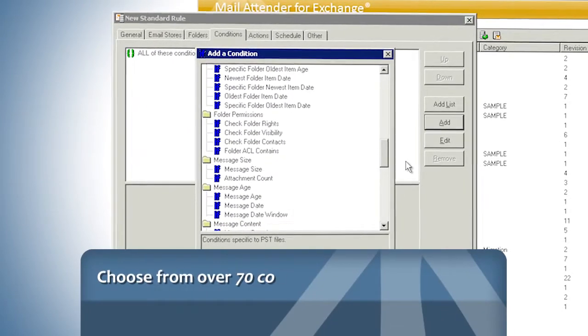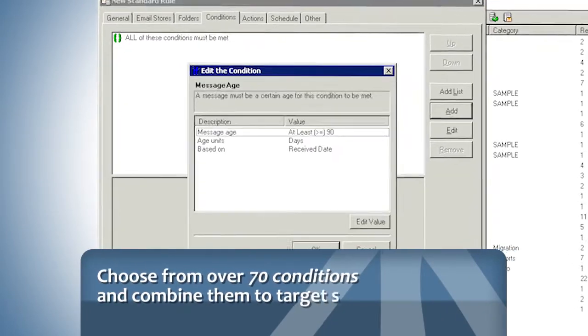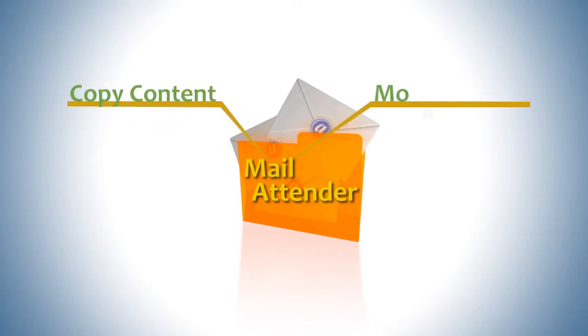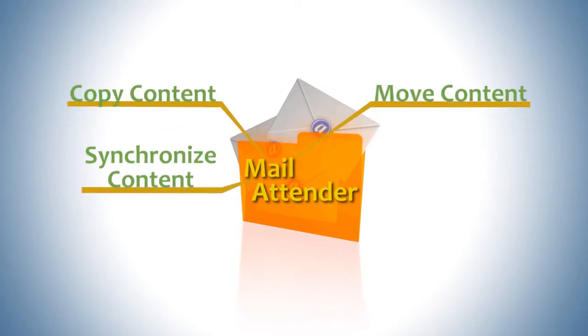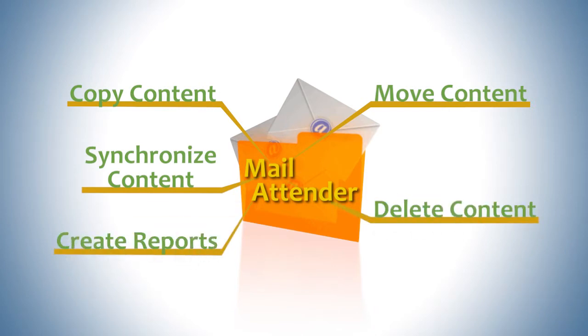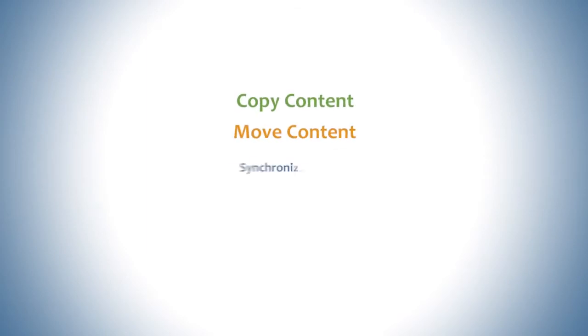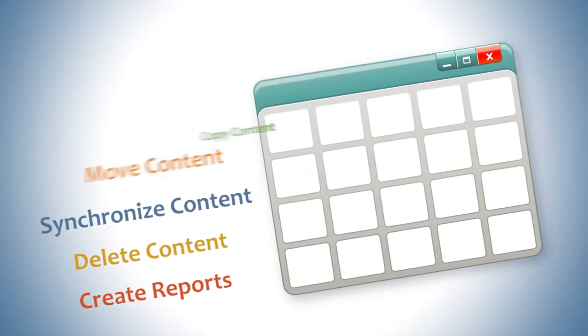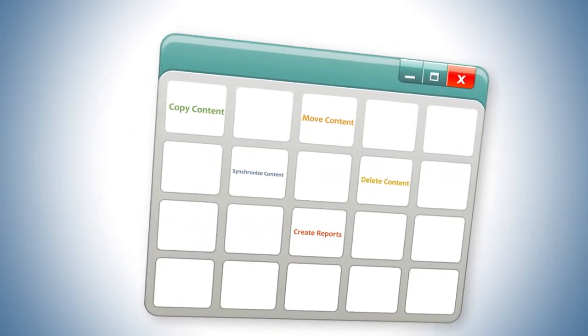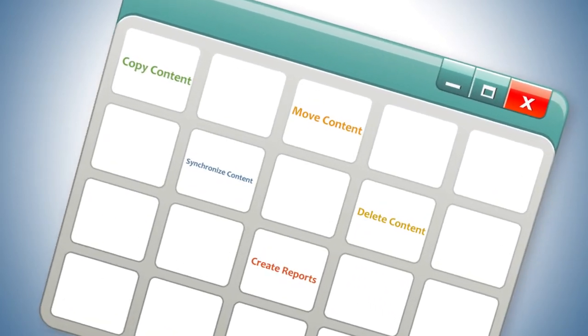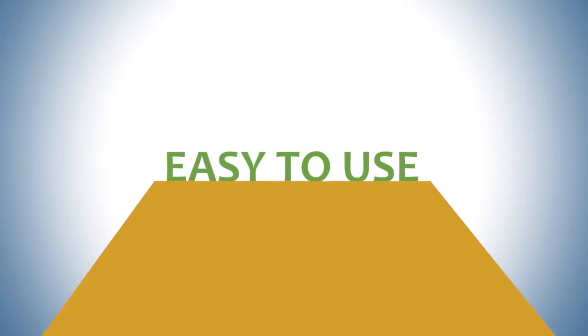Choose from over 70 conditions and combine them to target specific content. Then act on that content using any of the Mail Attender actions, including copy content, move content, synchronize content, delete content, and create reports, to name a few. Once your rules have been created, establish a schedule to run them automatically to provide ongoing oversight to your email system. Mail Attender for Exchange is easy to use, but also very robust.